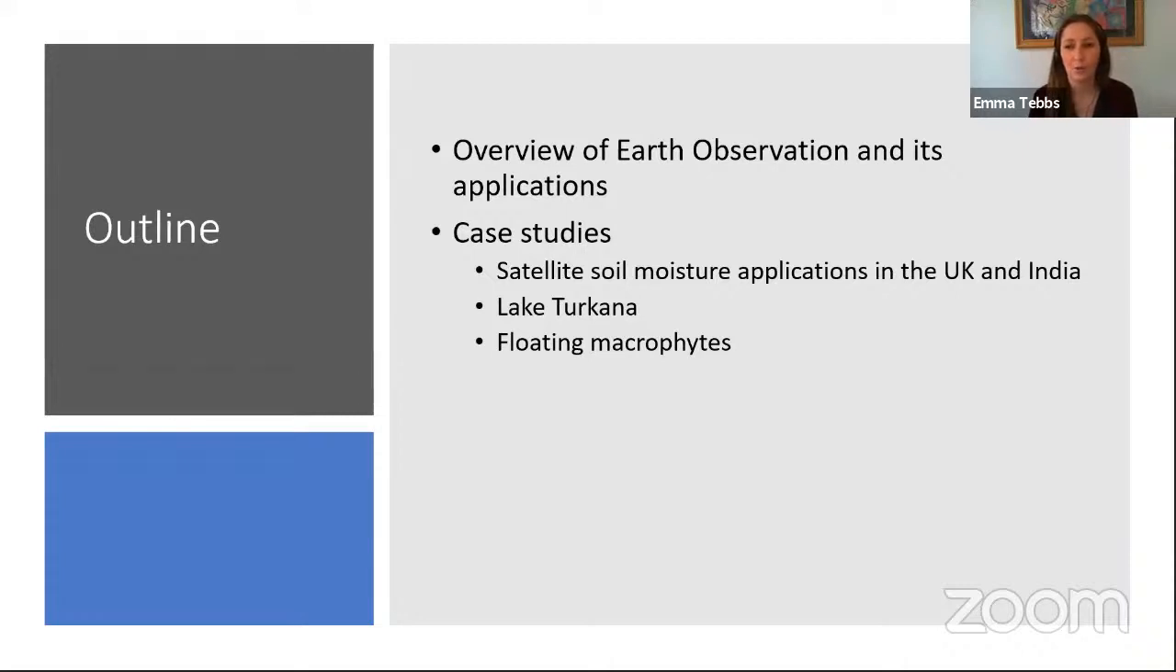So the first one is a project that I did recently on looking at satellite soil moisture and its application in both the UK and India. And the second one will be some work that I've done on Lake Turkana in Kenya, and looking at how we can use remote sensing and satellite data to investigate the impact of dam developments on inland waters. And then finally, looking at floating macrophytes, so invasive plants in aquatic ecosystems, how we can use satellite data to look at the dynamics of these plants over time.